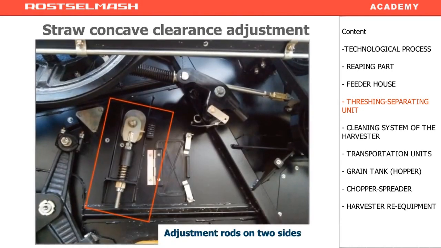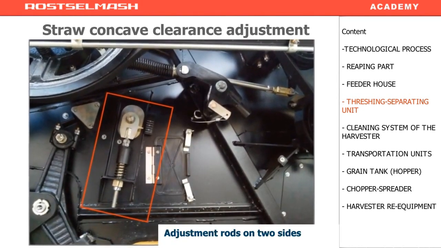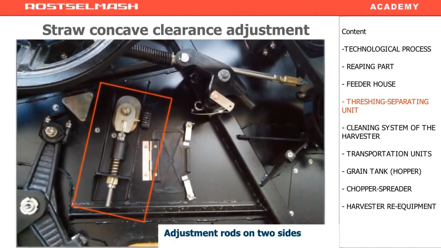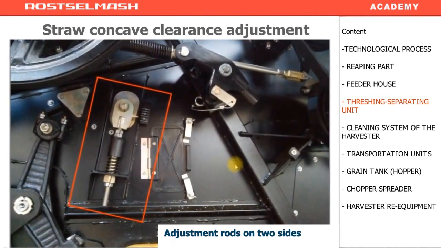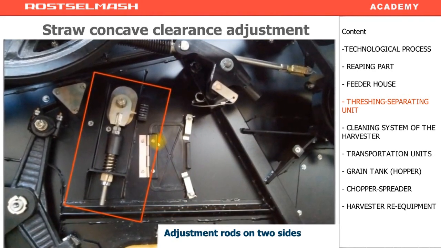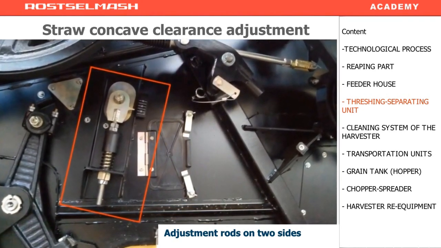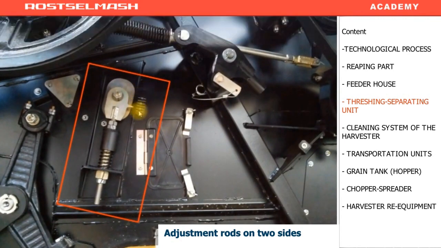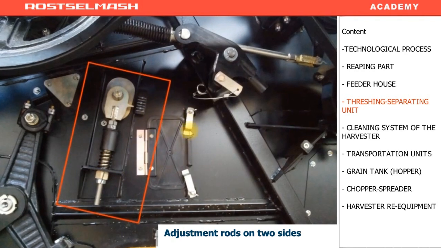The straw concave clearance adjustment. This section has got only one adjustment point. It is used to set the clearance between the concave and the beater. These rods on the left and on the right must have similar adjustment. To measure the adjustment, we have a scale. The scale shows the clearance between the concave and the beater. Also, you can visually check it through the window.